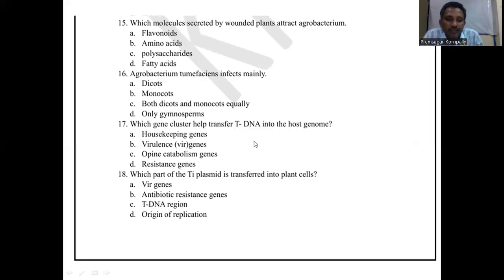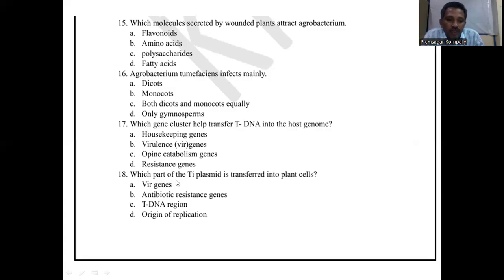If you look into the Ti plasmid, it basically has a T-DNA, vir genes, opine genes, an origin of replication, and so on. Option B: virulence genes are responsible for transfer of T-DNA into the host genome.